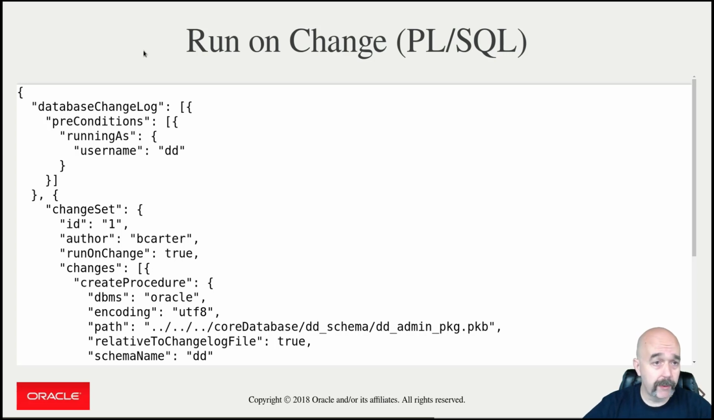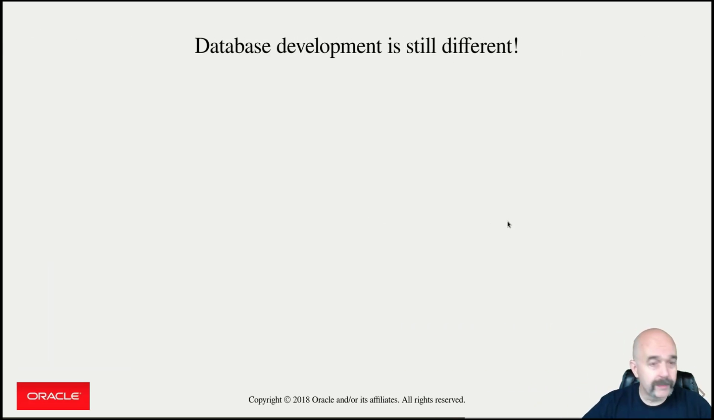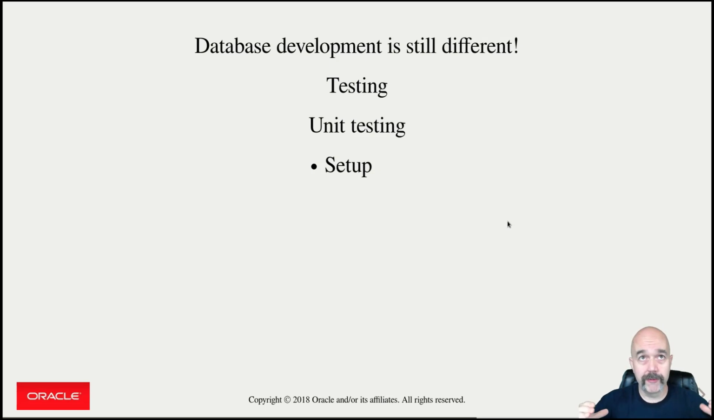But schema version control aside, database development is still a little bit different, specifically testing, and more specifically unit testing. So when we talk about unit testing, there are a few things that we need to be able to do in order to run a decent unit test. At the very basic level, we need some sort of ability to set up, meaning before I run my tests, I need to set up the environment so that it looks the way that I want it to be for my tests.